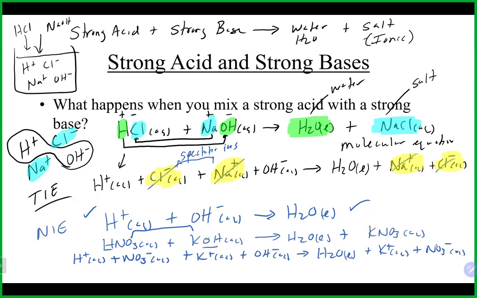Once again, if we look, NO3 minus on both sides, K plus on both sides, leaves us our net ionic equation of the H plus from the acid finding the OH minus from the base, ultimately making water. So always strong acid, strong base. Again, that's why it's called a neutralization reaction, because ultimately it produces water.